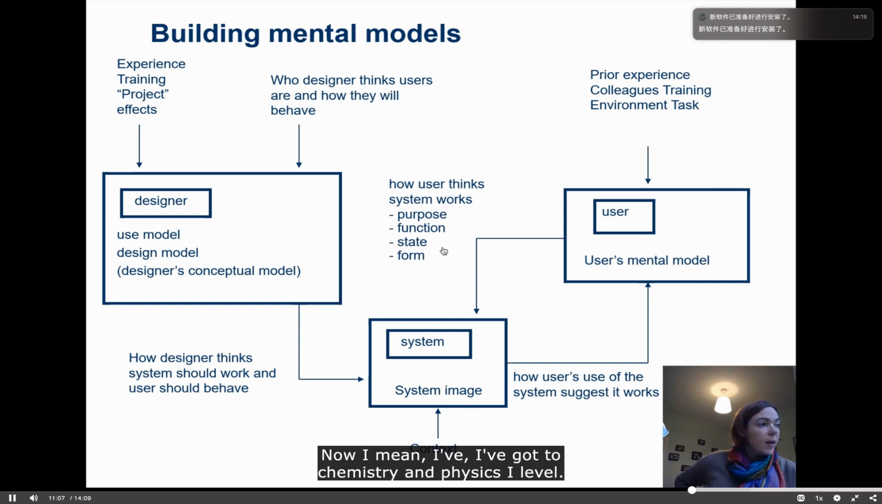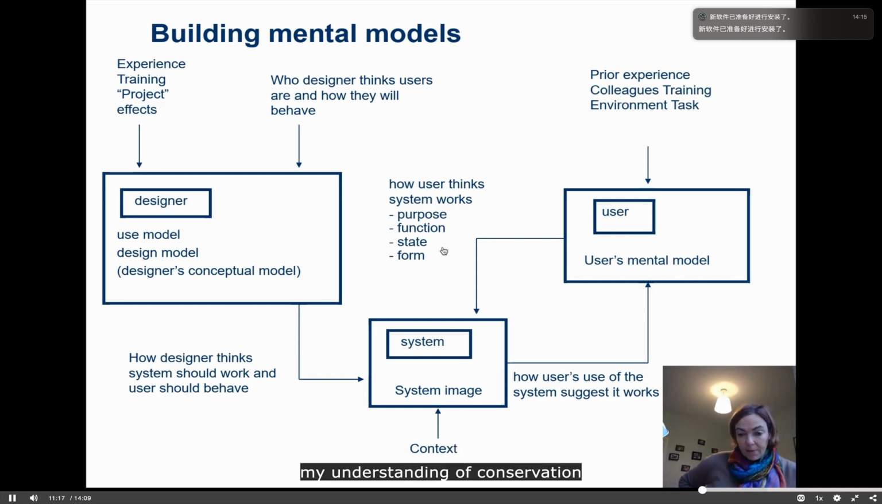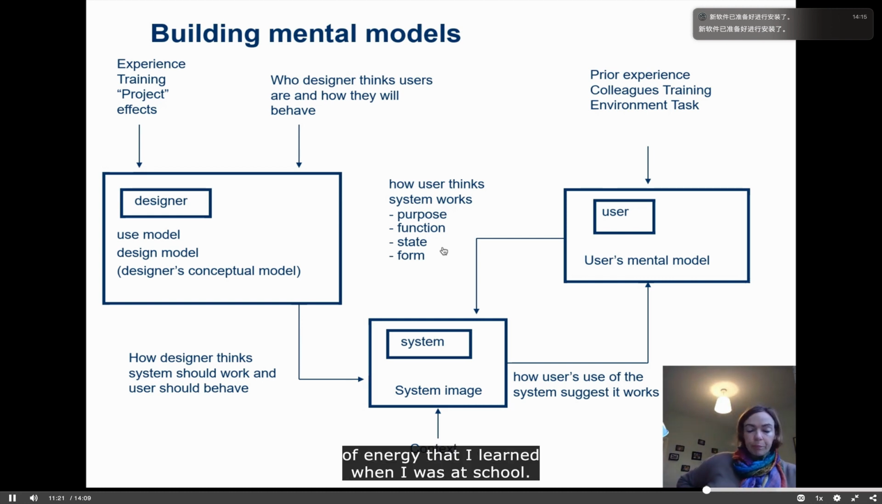Now, I've got a chemistry and physics A-level, so I was quite interested in induction hobs. And my mental model is probably formed by my understanding of conservation of energy that I learned when I was at school. But the designer of an induction hob shouldn't be assuming that people have advanced level qualifications in chemistry and physics. So what they need to think about is, what feedback do I need to design into the system?